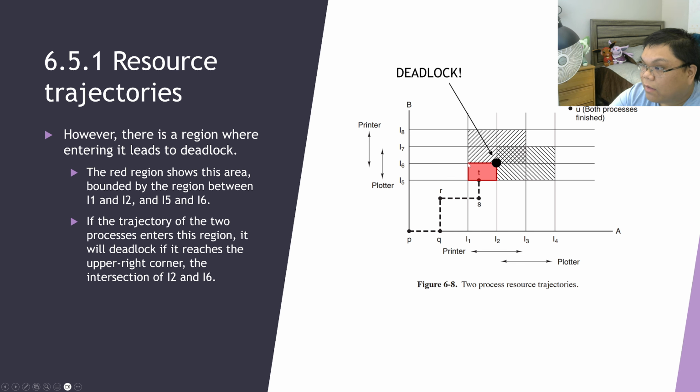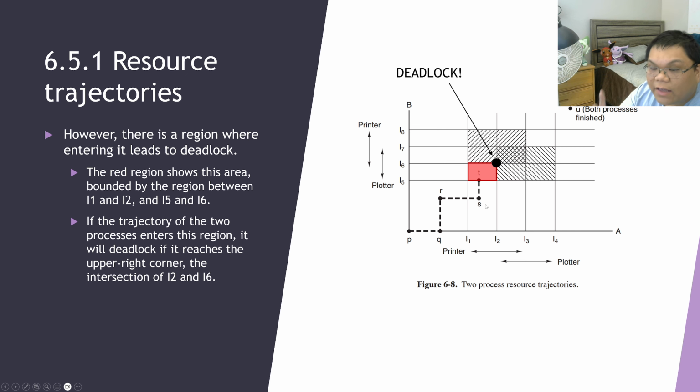That means if we enter this red region here, no matter what we do, we're going to get deadlock. Once we enter this red region here, anything we do in that region will only lead to deadlock. And deadlock is the only outcome for this region here. Once you hit this corner, specifically, that's where you get deadlock.